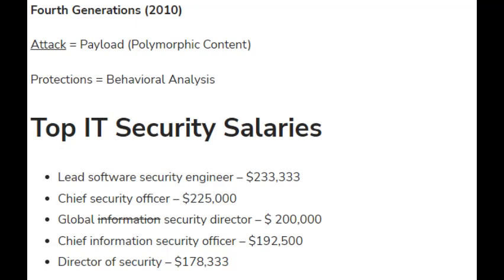Top IT security salaries. Lead software security engineer, $233,333. Chief Security Officer, $225,000. Global Information Security Director, $200,000. Chief Information Security Officer, $192,500. Director of Security, $178,333.